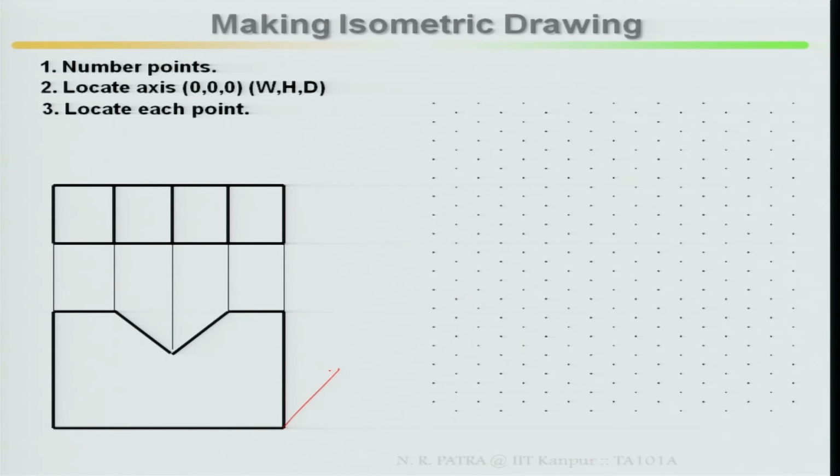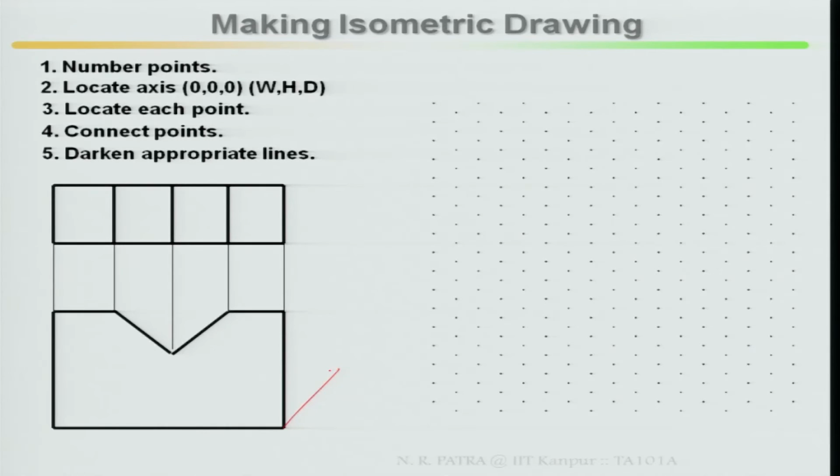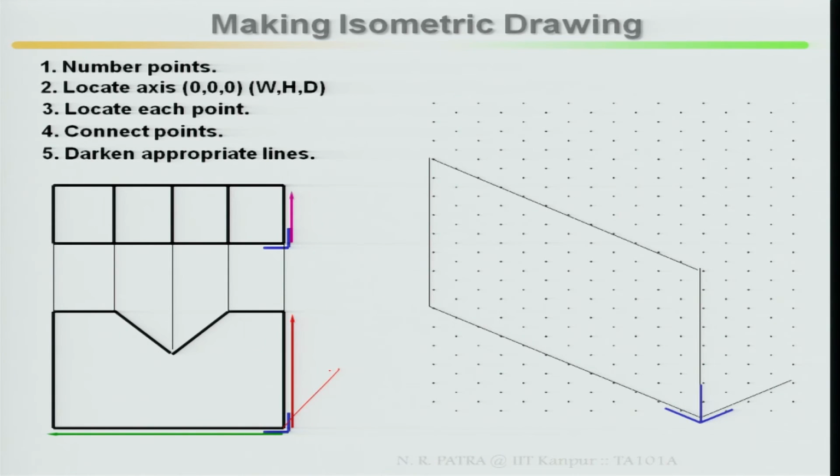Locate each point, connect the points, because there are non-isometric lines as well as non-isometric planes. We will come one by one. Darken the appropriate lines, that means finish the top and darken your appropriate lines. Start with this origin or reference point. I start with this, and with respect to this, mark it here. Finish your isometric box. This is your width, this is your height, this is your depth. I have finished the isometric box.